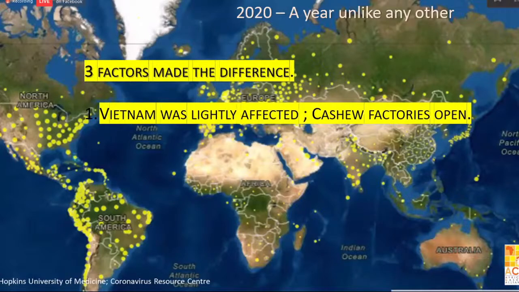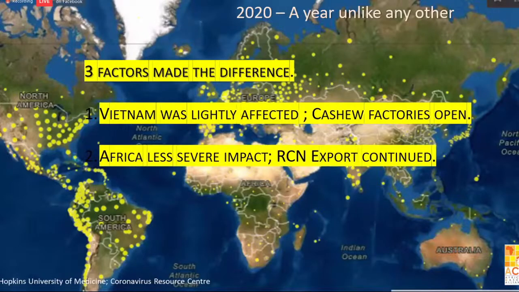So fortunately, Vietnam was lightly affected. The factories remained open. The less severe impact of the pandemic in Africa meant that although it was disrupted, RCN export continued. Some countries better than others. Benin, I've mentioned. Ghana, Cote d'Ivoire, fine, really, in terms of the constraints of 2020. Guinea-Bissau, Burkina, other countries may have had a more difficult time. We'll also have a look at that a little bit later.